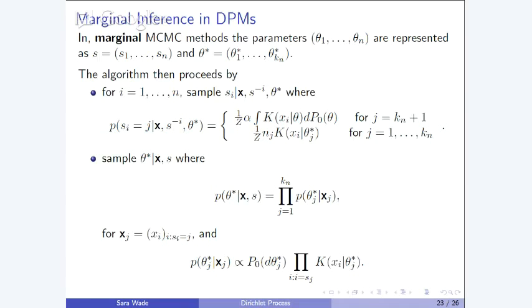So if he wants to be in one of the old components, that's this line, j in 1, 2, up to K_n minus i. So this here should say K_n minus i. So this is the number of unique values with the i-th subject removed. And similarly here, this should be n_j minus i. So this is just proportional to the number of subjects equal to the j-th unique value with the i-th person removed. And this is just our model for x_i with the parameter theta j plugged in. So we have this line here.